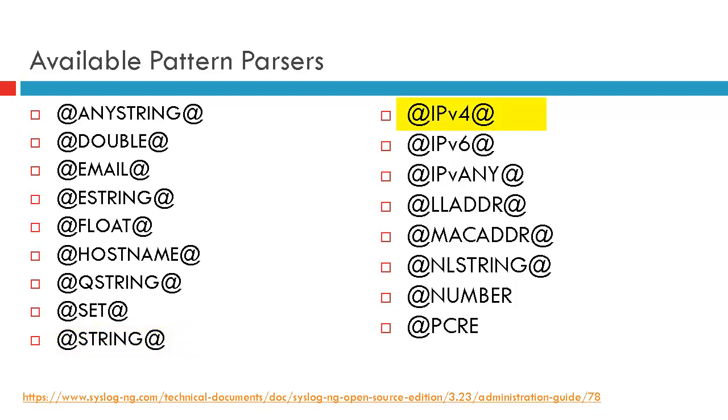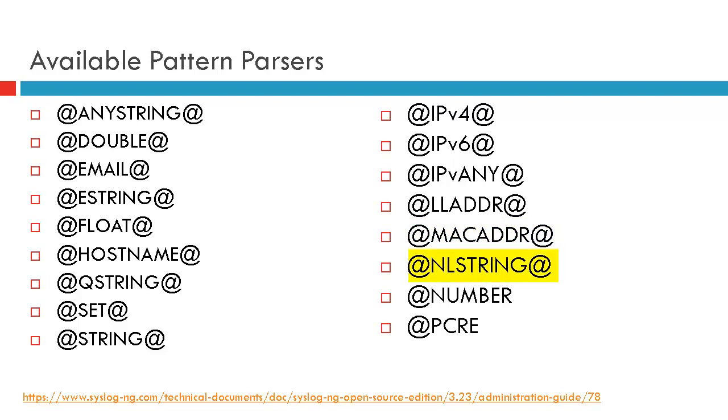Next parser is the IPv4 parser. As the name suggests, it parses an IPv4 IP address. The next is the IPv6, which is also self-explanatory. The other one we have is the IPv-any. So it parses any IP address. It can be an IPv4 or an IPv6 address. The other one we have is the LL-adder, which actually parses a link layer address. Then we have the MAC-adder, which matches the MAC address of the standard format, which consists of 6 groups of 2 hexadecimal digits separated by colons.